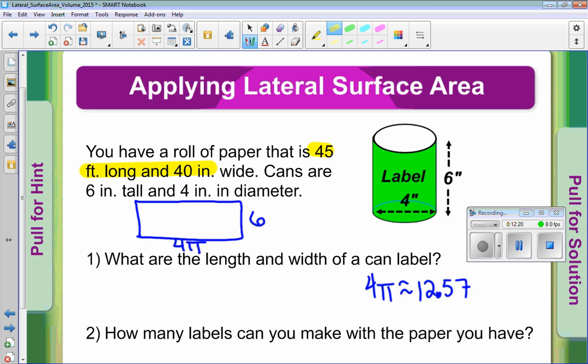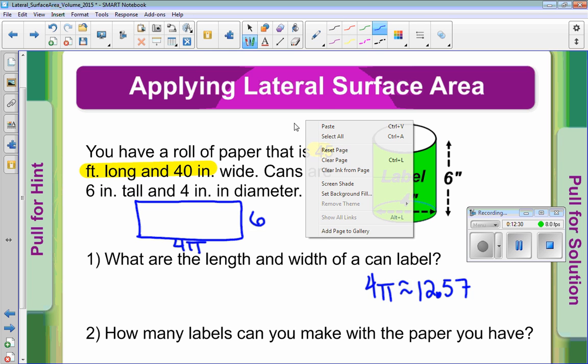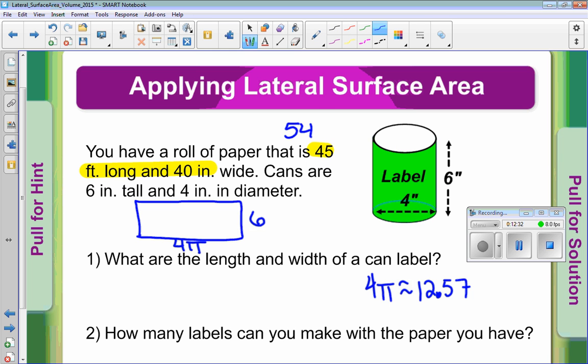We should probably convert 45 feet to inches, don't you think? Make sure we're all in the same unit. So how many inches are in 45 feet? 540? So we have 540 inches. That's how long it is. So how many 12.57s fit? If I'm going to arrange my labels lengthwise, how many will fit?